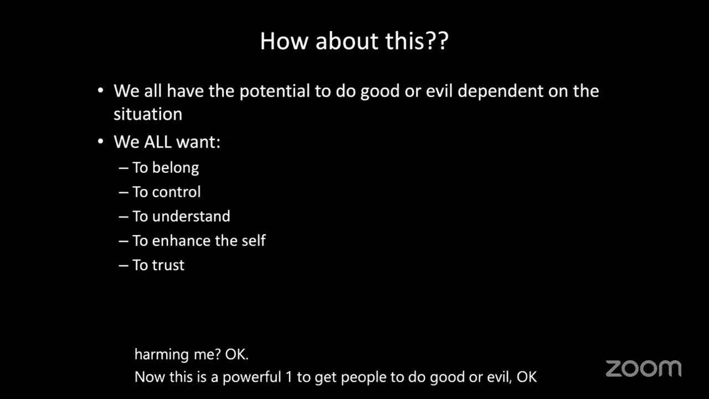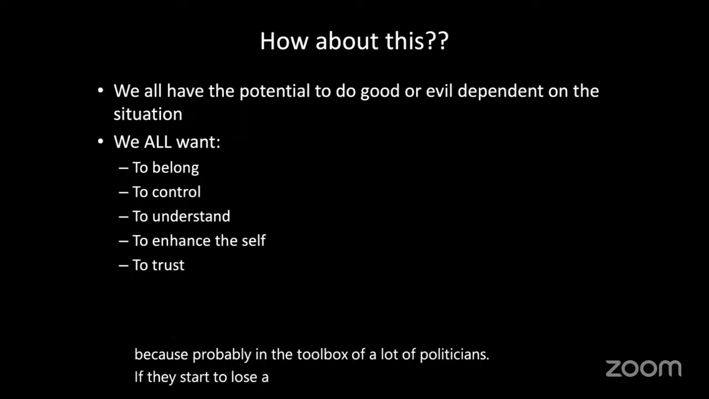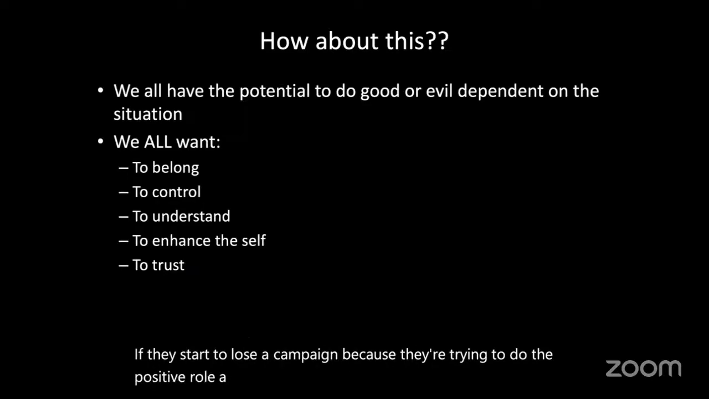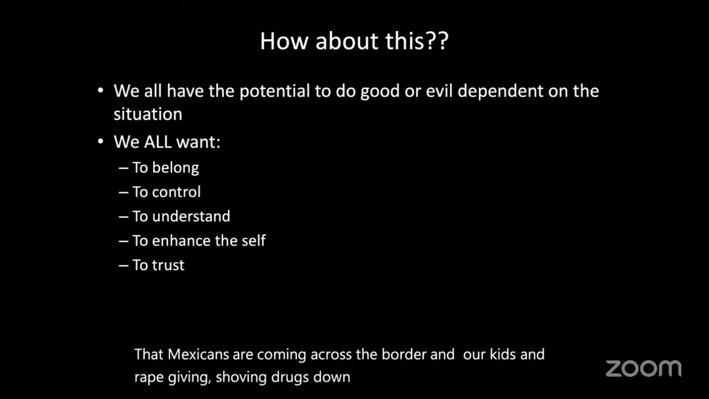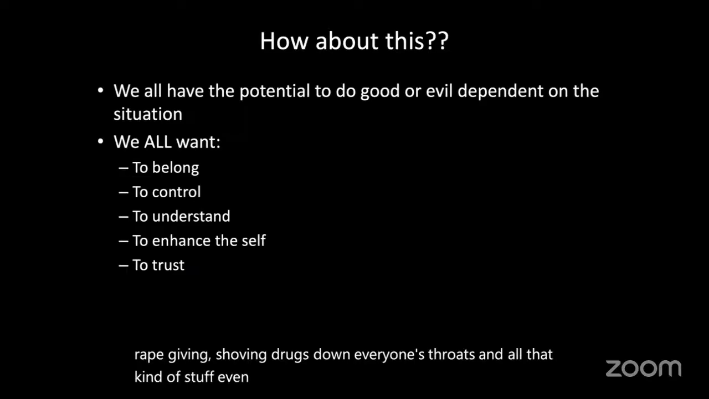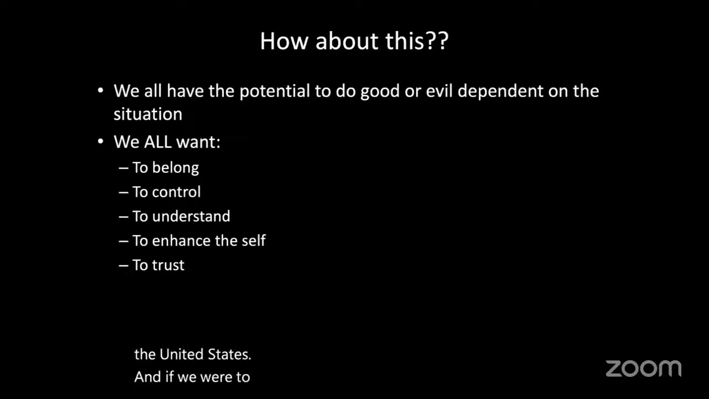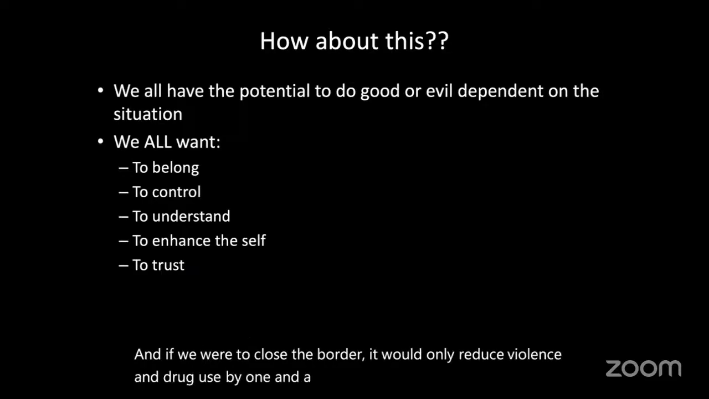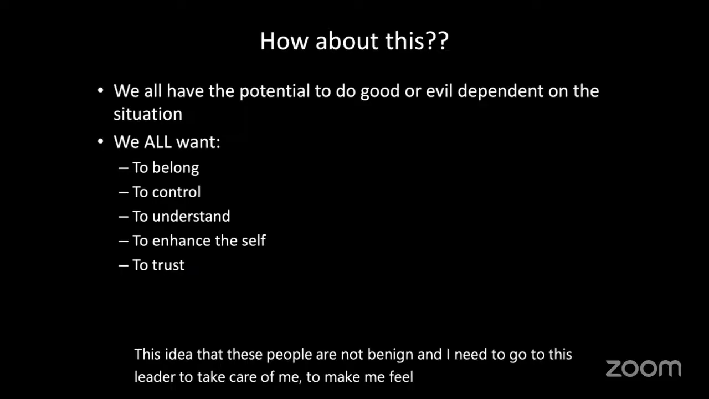Because probably in the toolbox of a lot of politicians, if they start to lose a campaign because they're trying to do the positive role, a lot of times what they start doing is what's called fear mongering. So you probably have heard that Mexicans are coming across the border and raping our kids and shoving drugs down everyone's throats and all that kind of stuff, even though 90% of violence is created by citizens of the United States. And if we were to close the border, it would only reduce violence and drug use by 1.5%. This idea that these people are not benign and I need to go to this leader to take care of me, to make me feel trust. That's what we call fear mongering.